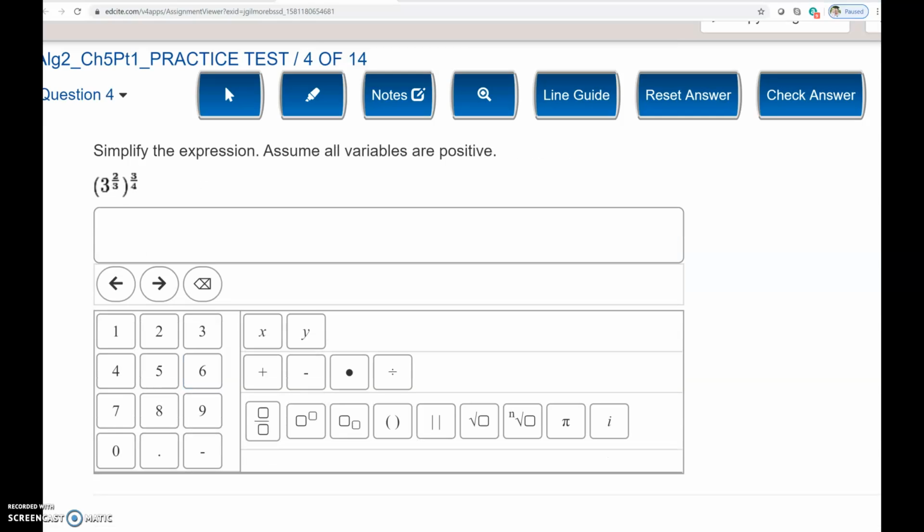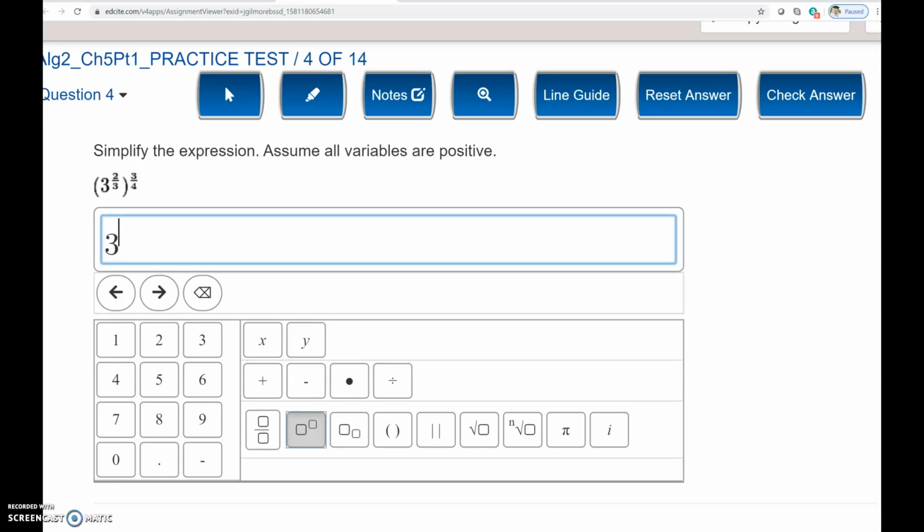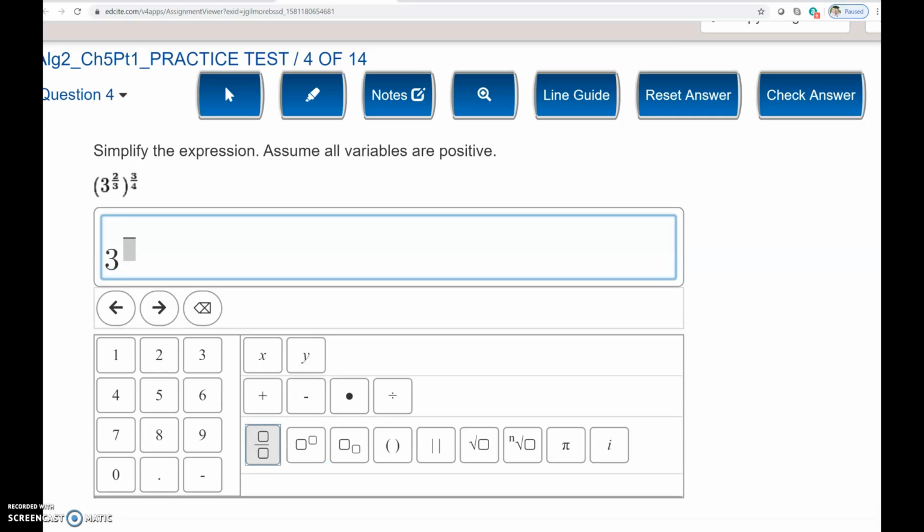Okay, in this problem we see parentheses. What do we do with the exponents when there's parentheses? Multiply. And use your calculator. 2/3 times 3/4. You should end up with, once it's simplified, 1/2. So your answer is 3 raised to the 1/2. So fraction button, 1 over 2.